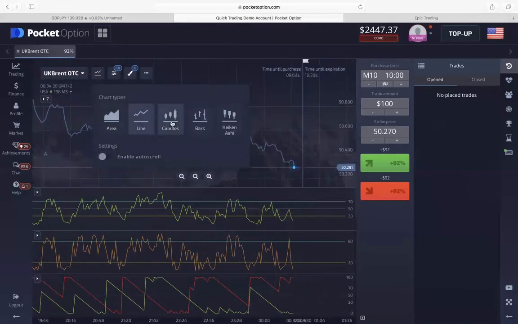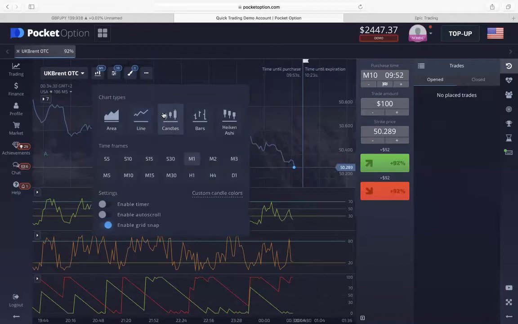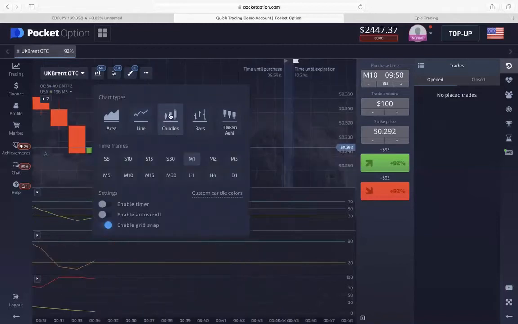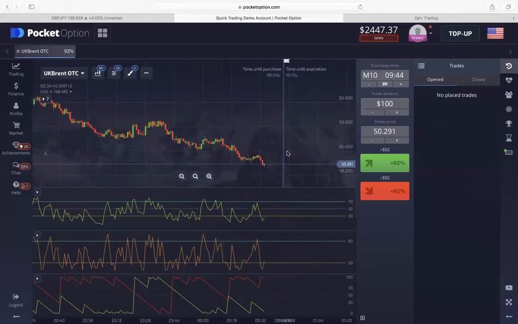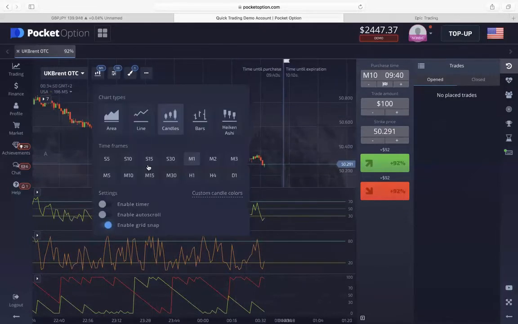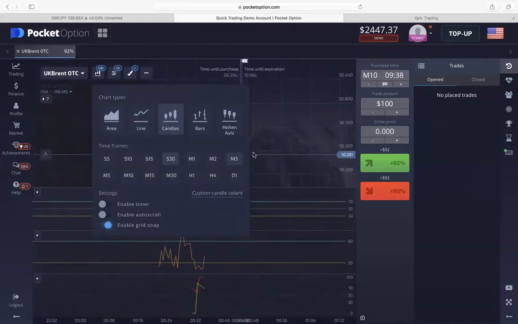So personally, I did a line chart for a little bit. I like the candlesticks too. I've just been kind of trying to figure out my own strategy. So do whatever works for you. Put on the candles and you can change the time frames. So like I said, my candles were at 1 minute, meaning every single one of these boxes is at 1 minute. I can change it to 30 seconds if I want.